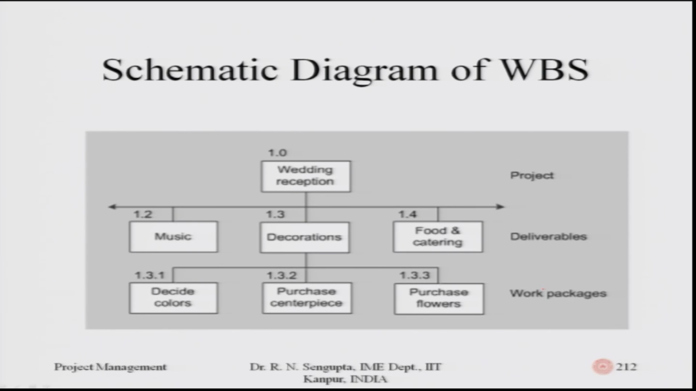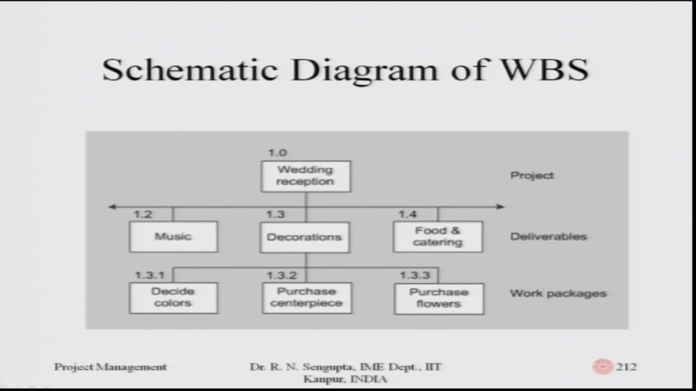So, a wedding reception has to be planned, and that is the project. And what are the deliverables? Deliverables may be a music function, the decorations, the food, the catering, the coming of the bride and the bridegroom, or, for example, all the relatives who are coming. So, they can basically be sub parts of the overall project you want to manage.